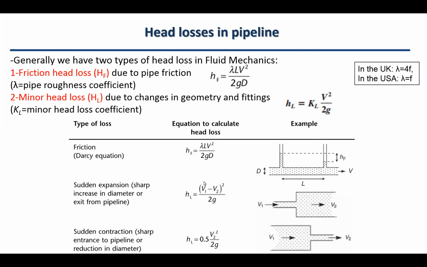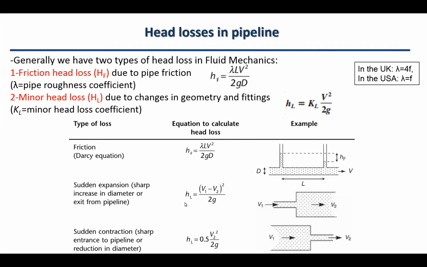There are two specific examples here. Before doing that, let's look at the figure at the top. If you have any two points and a piezometer at each, the drop between the two piezometers is denoted by HF, over a distance L, in a pipe with diameter D and velocity V. So HF is lambda, which is a pipe roughness coefficient, times L, the length of the pipe between the two points, times V, the average velocity of the flow, squared over 2G. G is gravitational acceleration, and D is the diameter.